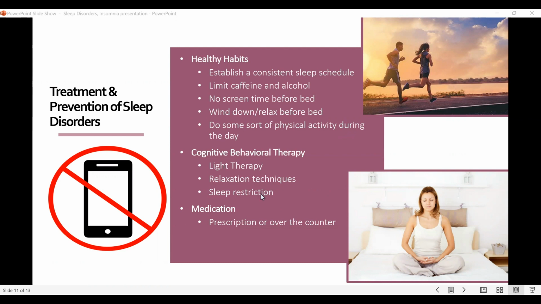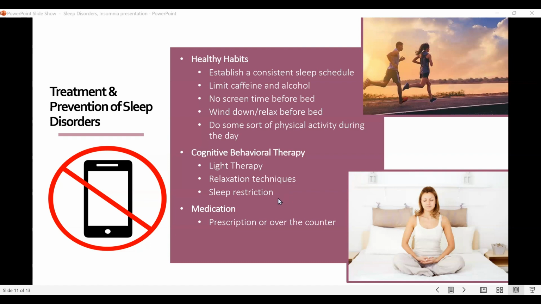Light therapy helps people adjust the circadian rhythm in order to maintain a good sleep schedule that isn't too early or too late. Relaxation techniques include breathing exercises and progressive muscle relaxation. These strategies help to reduce anxiety and tension in the body, allowing for better sleep. Sleep restriction means to restrict sleep during the day as to not shift the circadian rhythm and disturb a consistent sleep schedule.